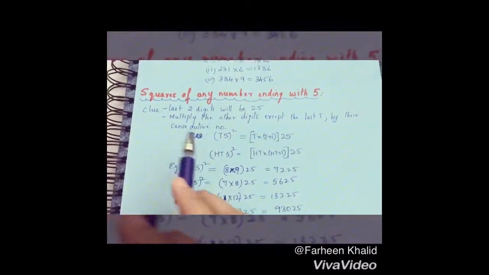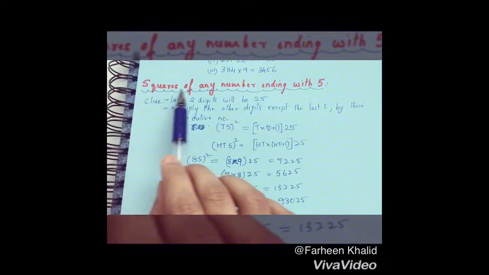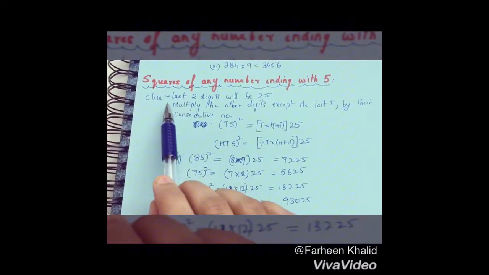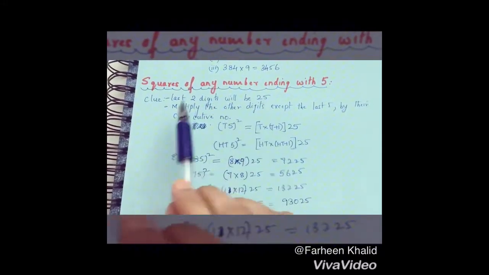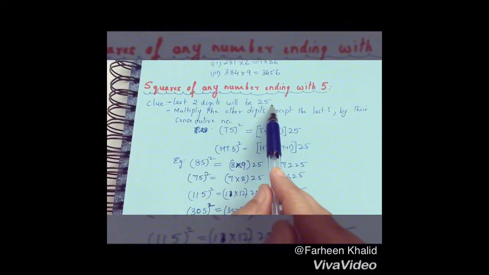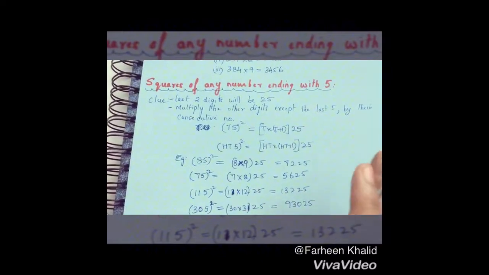So now let's come to the last part of our multiplication video, which says squares of any numbers ending with 5. When you have a number that ends with 5, the last two digits in the answer will be 25. That's it, we know that much.